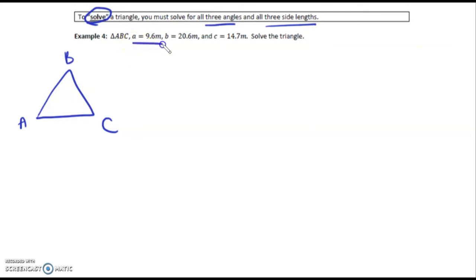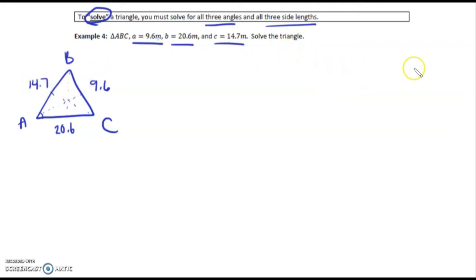I just draw it. It's always going to look equilateral, but it's not. Okay, side a is 9.6. Remember, capital A is the angle, which would be here. Side a is going to be across, so 9.6. b is going to be 20.6, across from B, lowercase b. And lowercase c is going to be 14.7.